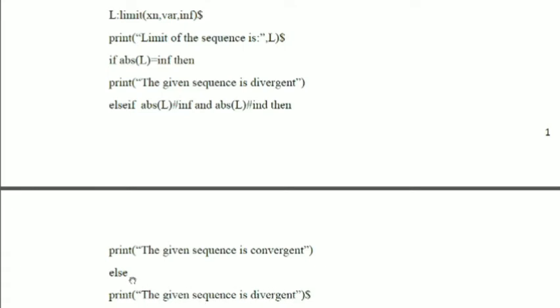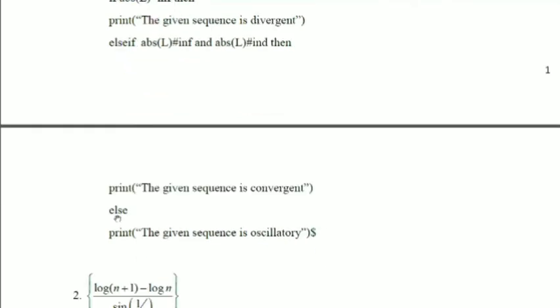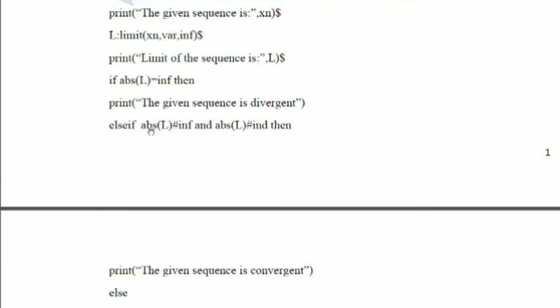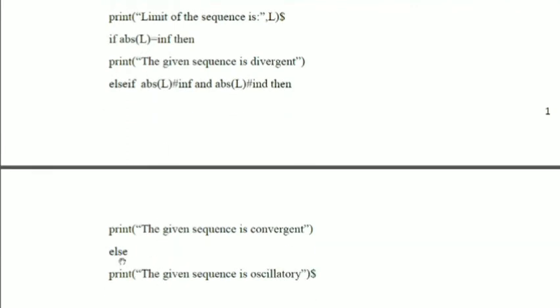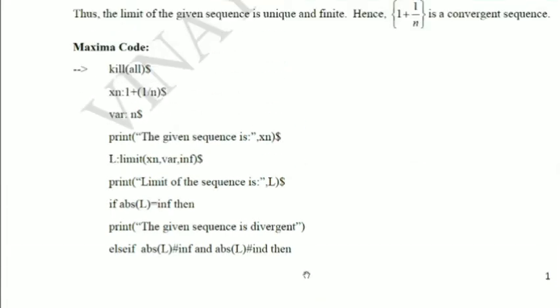If absolute value of L is equal to infinity is not true and this is also not true, then else. For the last one, you don't have to write else if, because there is no need of the condition. This is the last choice which we are left with: oscillatory, not divergent. If these two are not true, then we are left with the last option, that is the given sequence is oscillatory. That's why I've used the else statement. So else print the given sequence is oscillatory. Then you press shift enter, that gives you the output. So this is how you have to write the Maxima code.